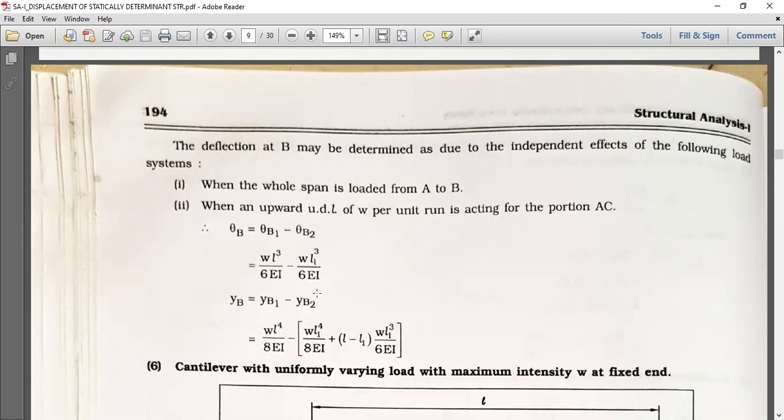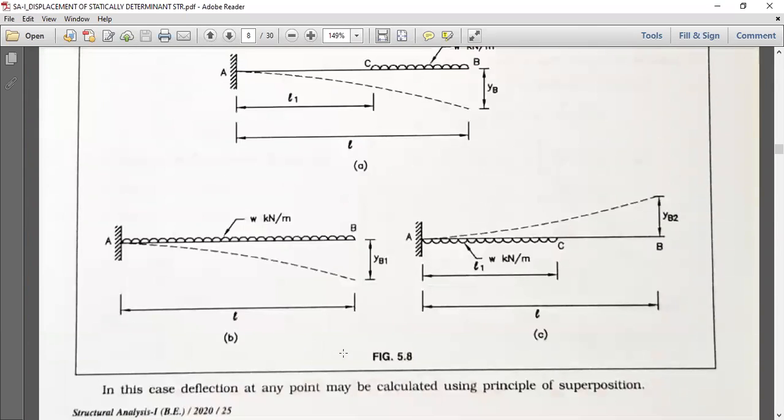So theta B is equal to theta B1 minus theta B2, which is equal to W L cube divided by 6 EI minus W L1 cube divided by 6 EI. Similarly, for YB1 minus YB2: W L raised to 4 divided by 8 EI minus W L1 raised to 4 divided by 8 EI plus (L minus L1) into W L1 cube divided by 6 EI.